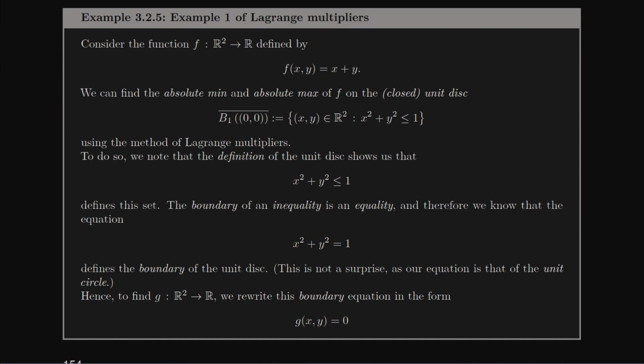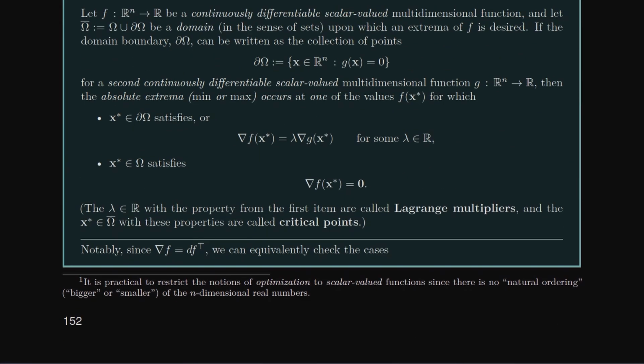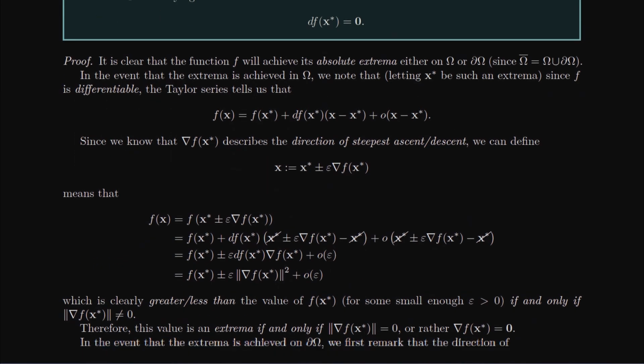So let's go through this example. Let's jump back up and see. We latch on to what we're actually looking for. When we start an example, we're looking for a constraint function, a constraint which defines the boundary. Then we take the gradient of the constraint and set it equal, with a multiplier, to the gradient of the function we want to optimize, and then we also look for standard critical points of the function we're trying to optimize.